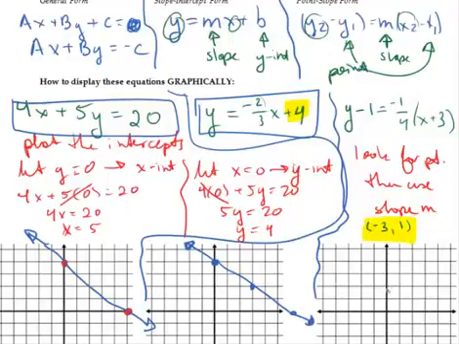So we're going to get negative 3, 1, 2, 3, up 1, there it is. And this one also has a negative slope. So down 1 over 4. Down 1 over 4. And that's how we graph something in point slope form.